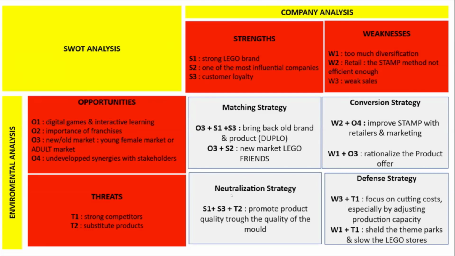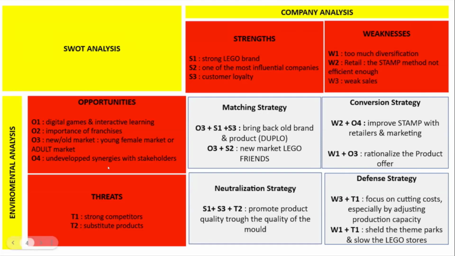On the third point, if we cross strengths and threats, they could implement a neutralization strategy, for example, to promote product quality through the quality of the mold. And the last one is a kind of defense strategy. For example, if we cross W3 and T1, they can focus on cutting costs, especially by adjusting production capacity, or another one, crossing W1 and T1, by slowing down the theme parks and the Lego stores.